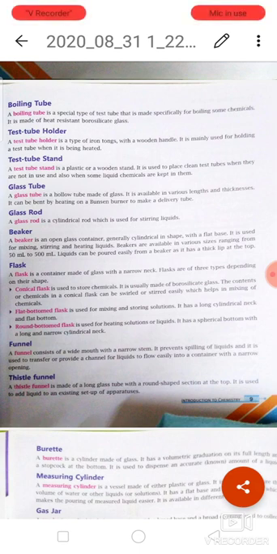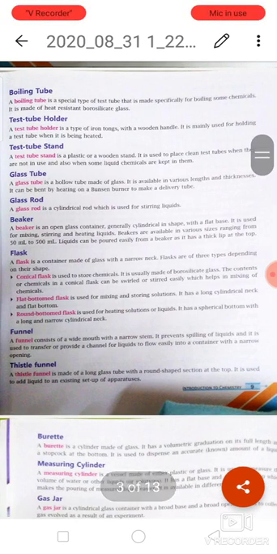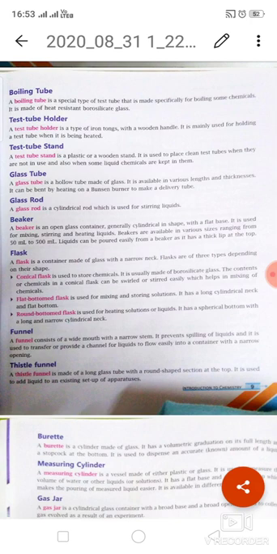Beaker. A beaker is an open glass container, generally cylindrical in shape with a flat base. It is used for mixing, stirring and heating liquids. Beakers are available in various sizes ranging from 50 ml to 500 ml. Liquids can be poured easily from a beaker as it has a thick lip on the top. If you don't have the book, take a screenshot.